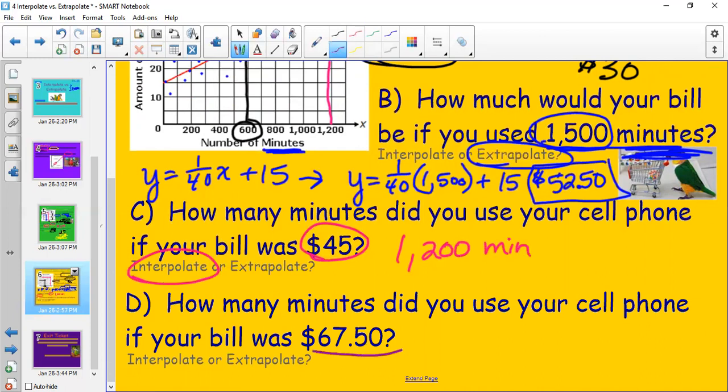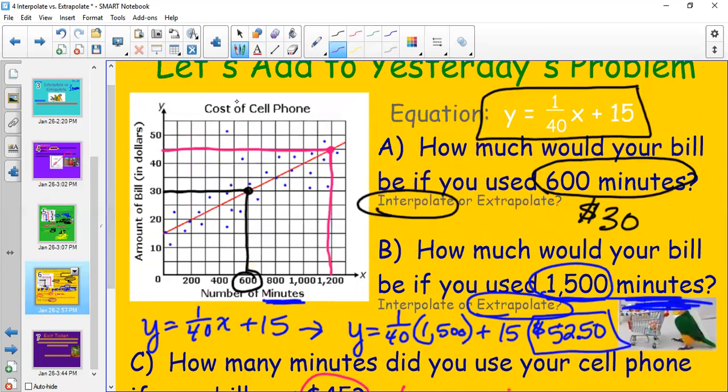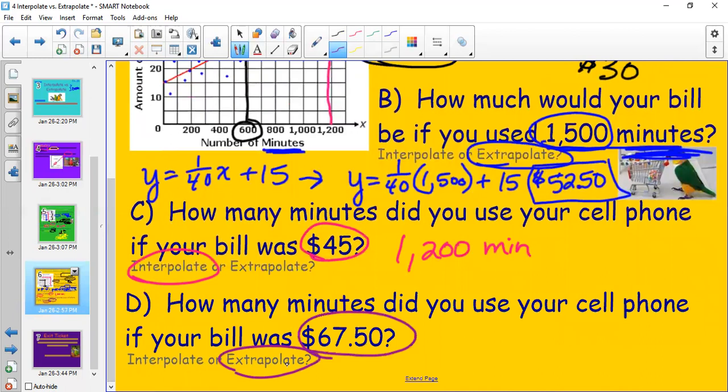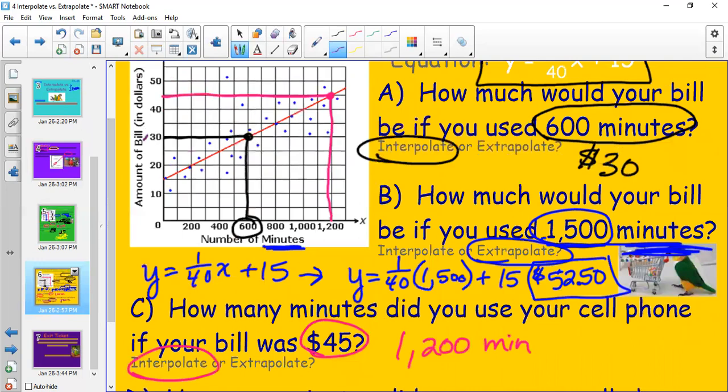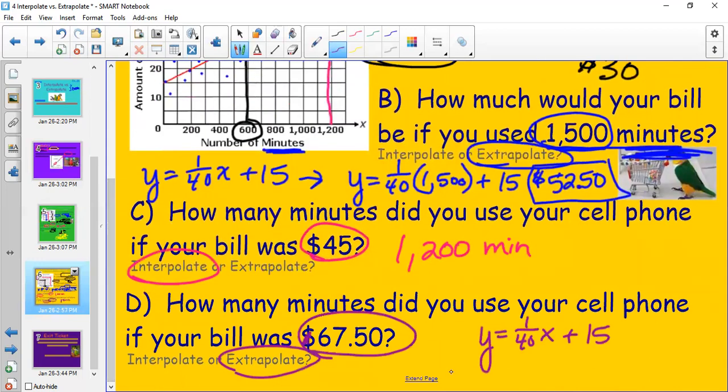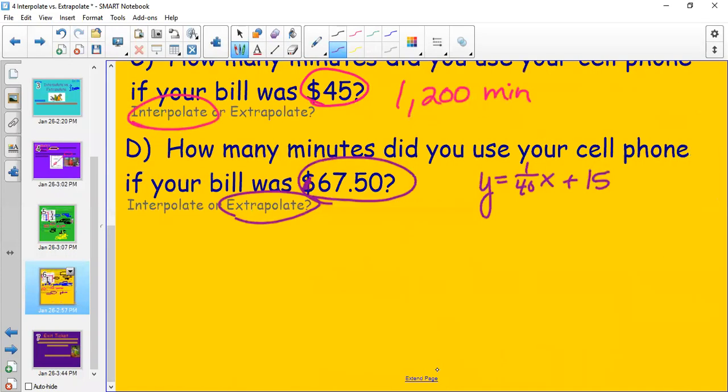All right, last one here, $67.50. That's off our graph, so that is extrapolation. And we have to use our equation, so y equals 1 over 40 x plus 15. Now, if I'm given money, money is our y-axis. So I'm going to take out the y this time. Let me share my screen again. I'm going to take out the y. Our y is $67.50 instead. And I have to solve this two-step equation.